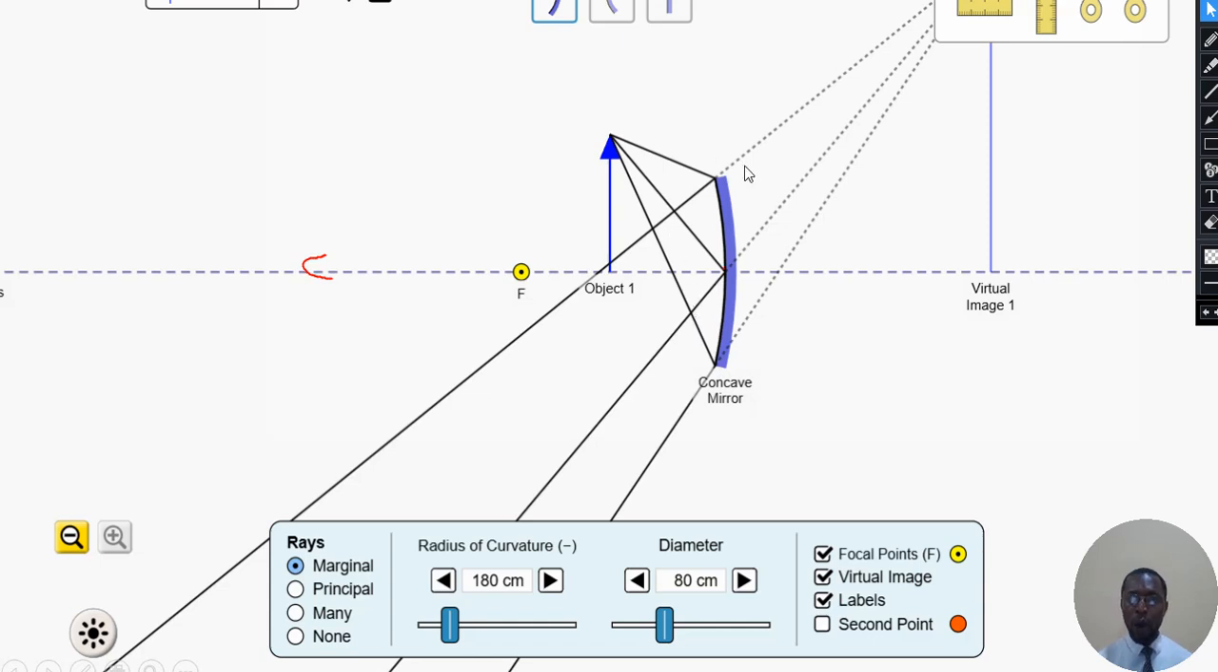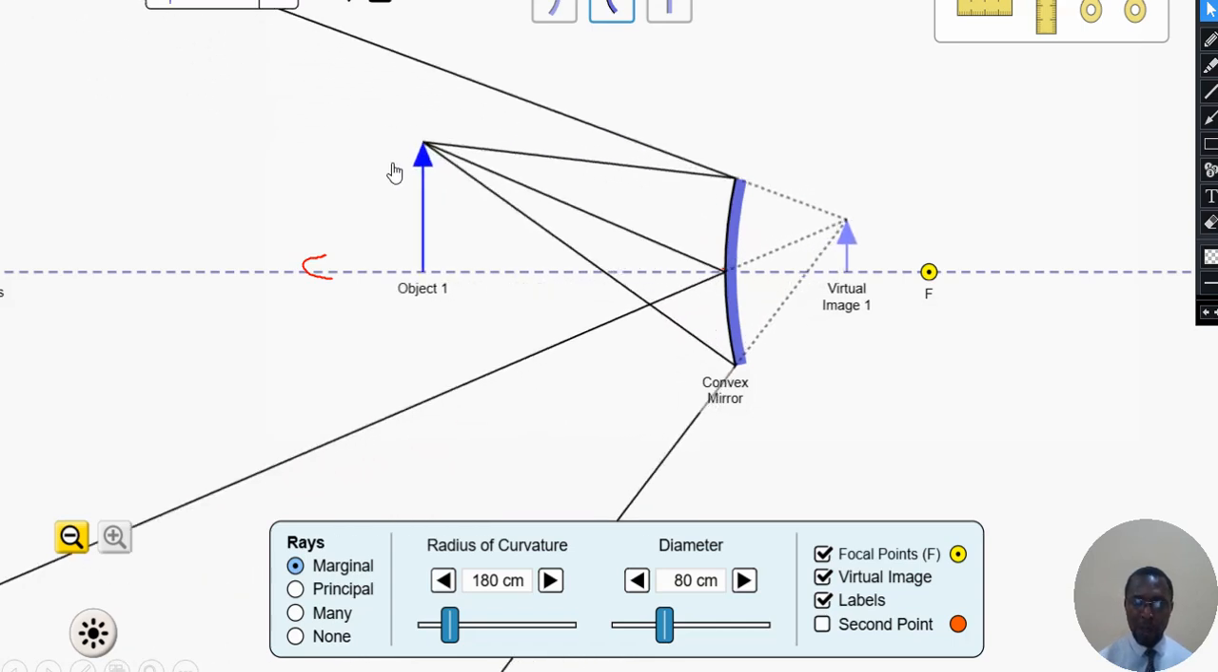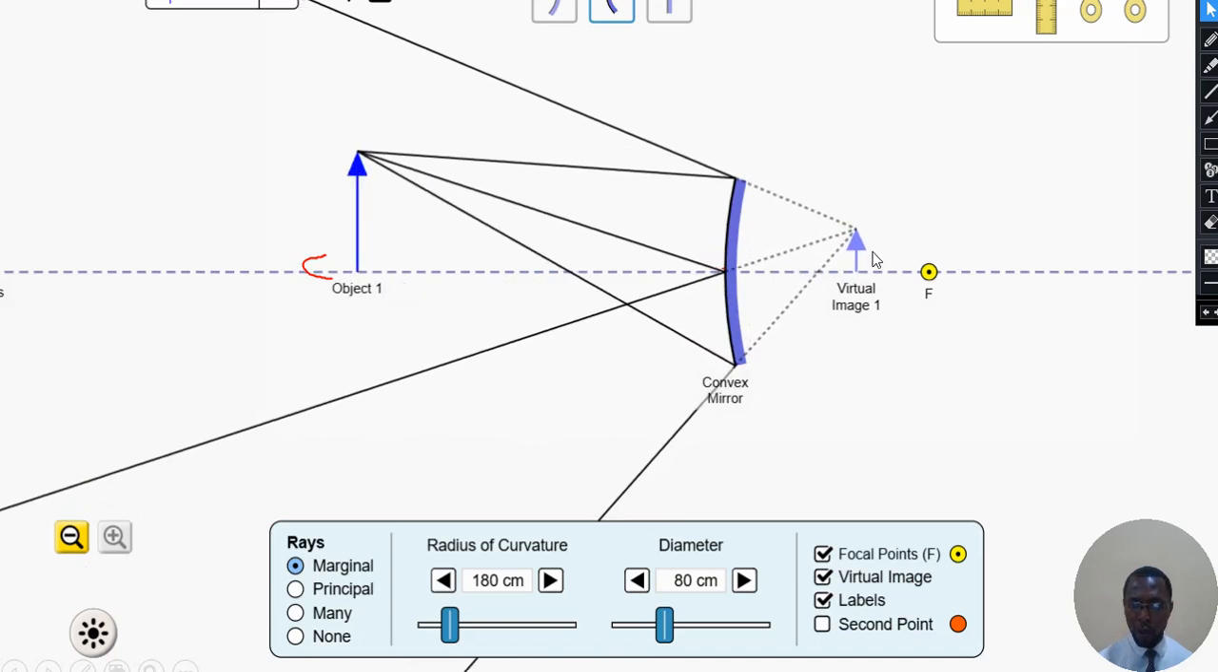Now, when we consider the same experiment for a convex mirror, let's see what happens. Okay. Now, this is a convex mirror. For a convex mirror it is very simple. The image from the convex mirror is always virtual. Now, this is the object. Anywhere you place the object, the image formed is always virtual, meaning that it's always behind the mirror.